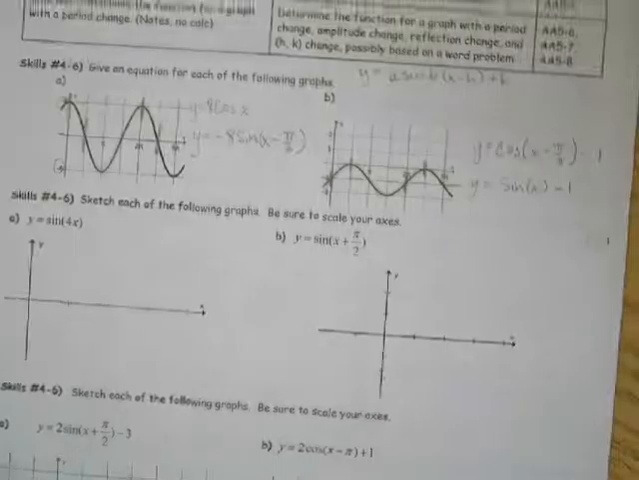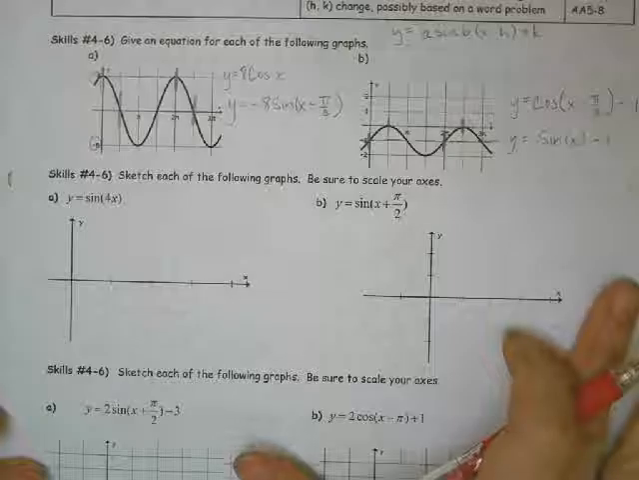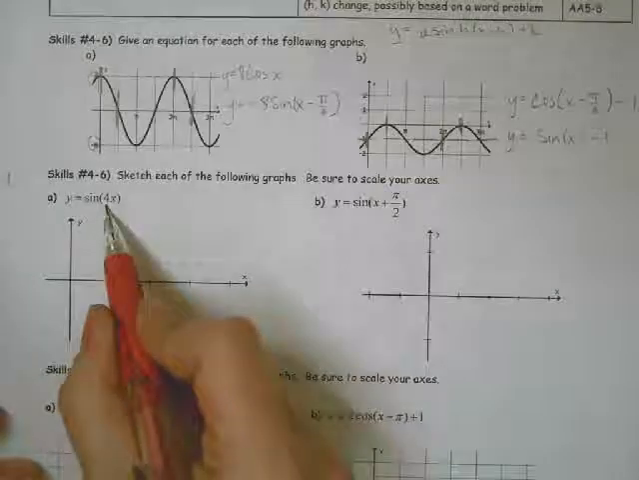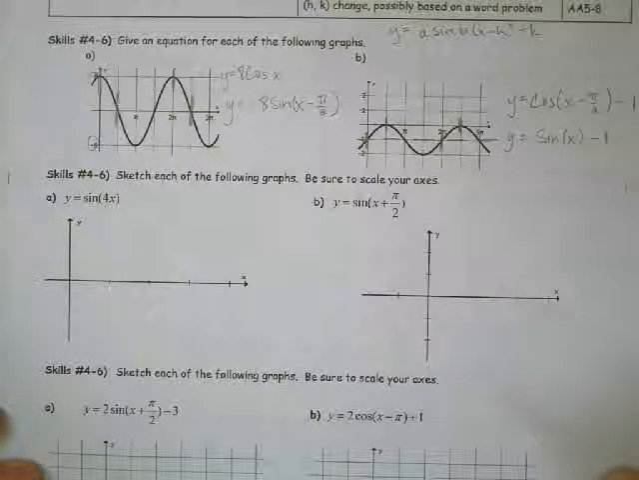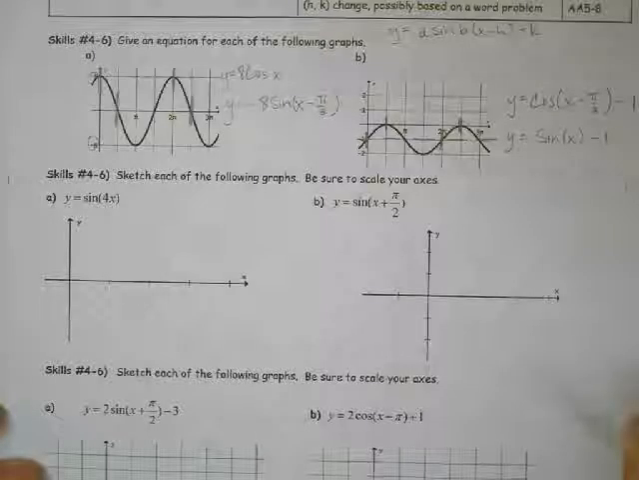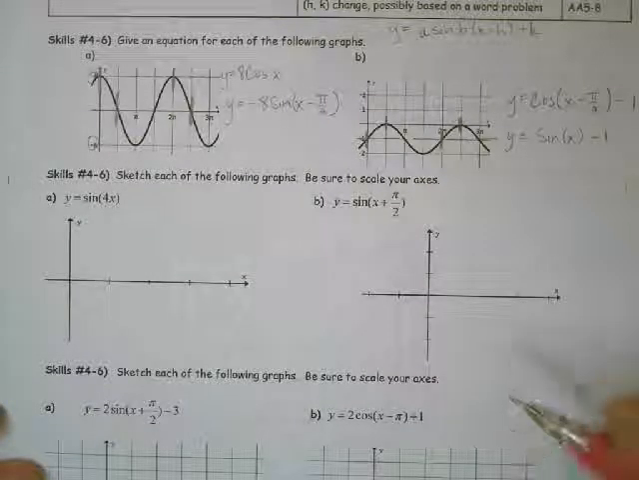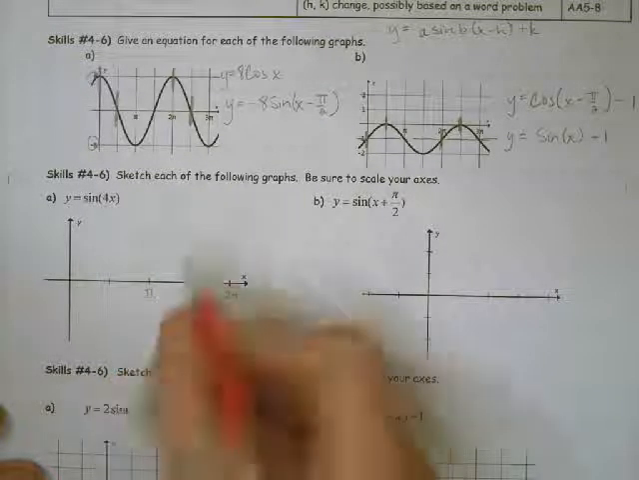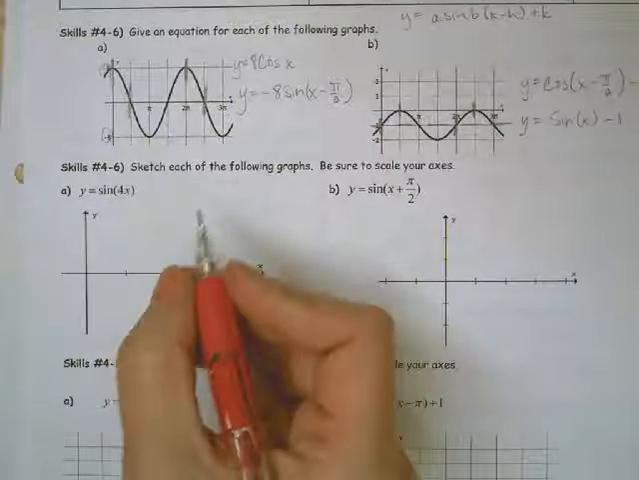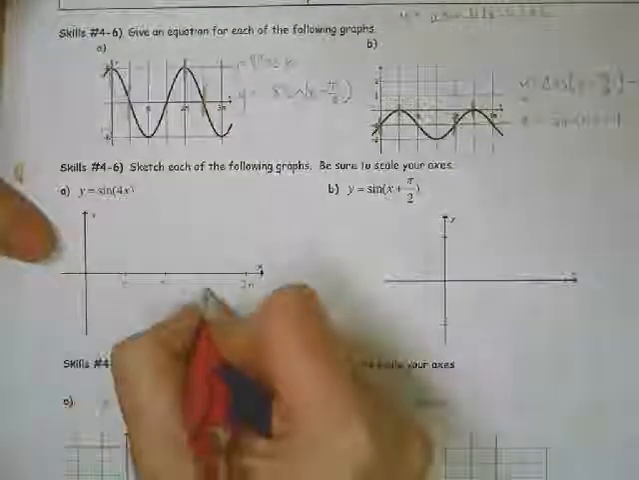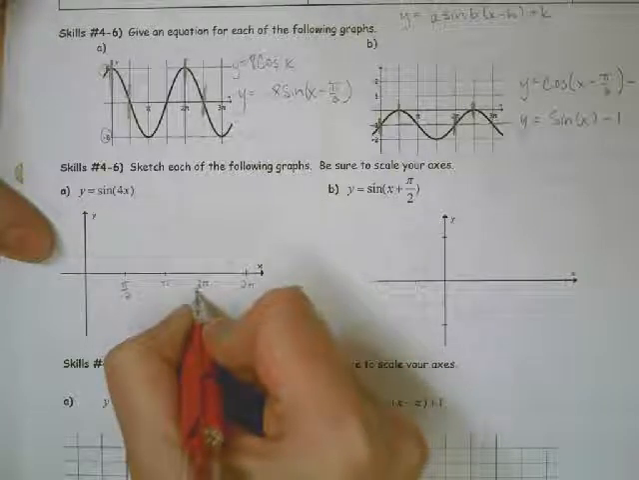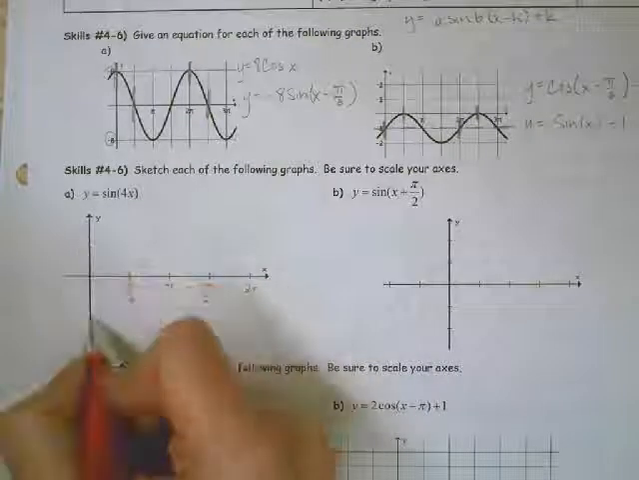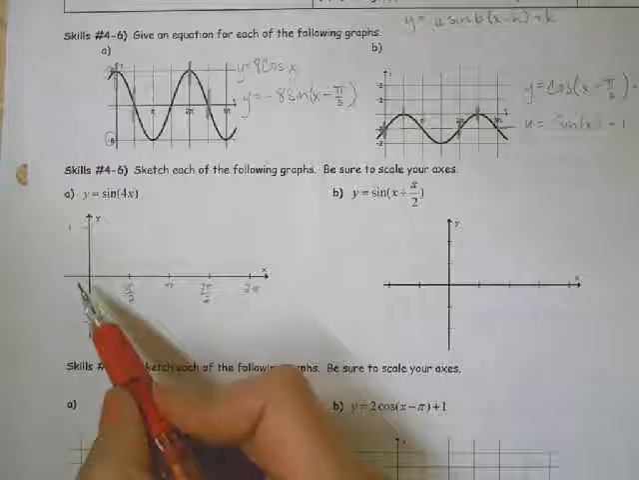So, on the change in B, that's your period change. That tells you how many cycles you're going to complete within 2 pi. So normally your 2 pi is right here, your pi right here, pi over 2, and 3 pi over 2. Normally we finish one full sine cycle, -1 and +1, within 2 pi.